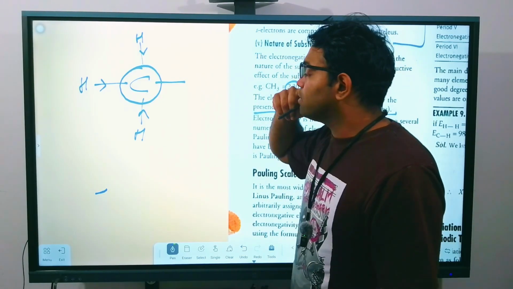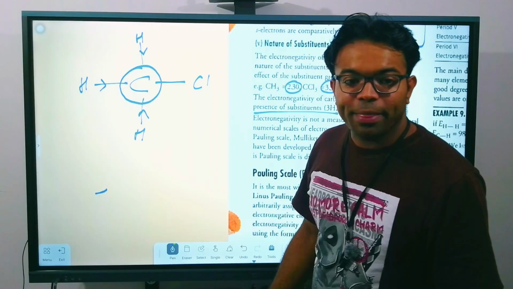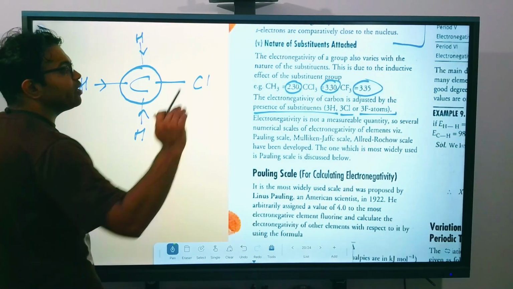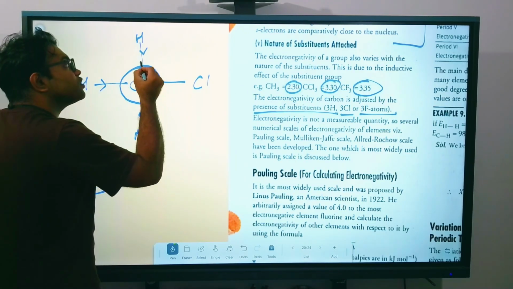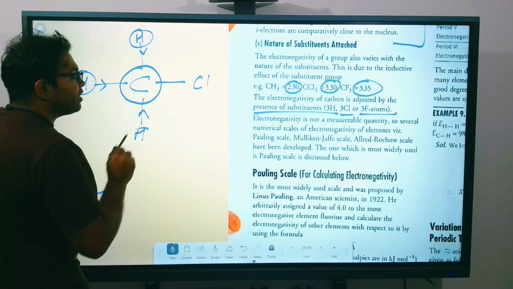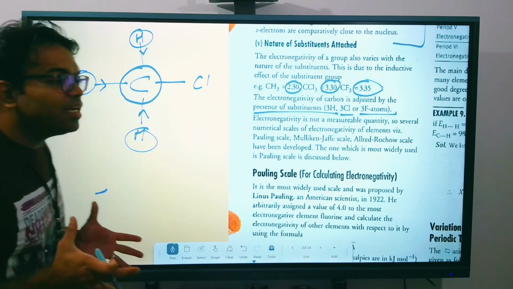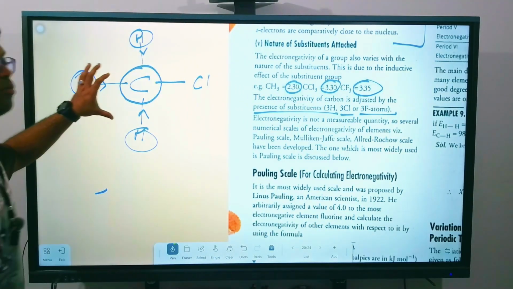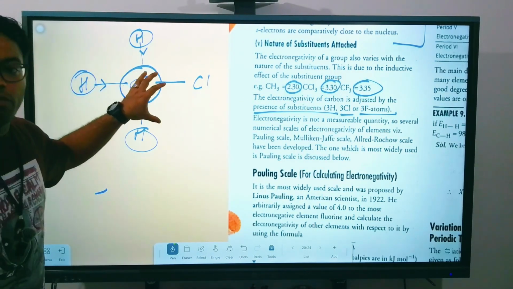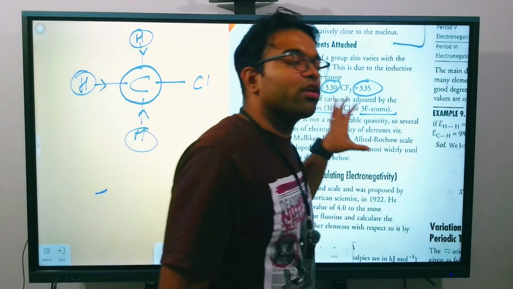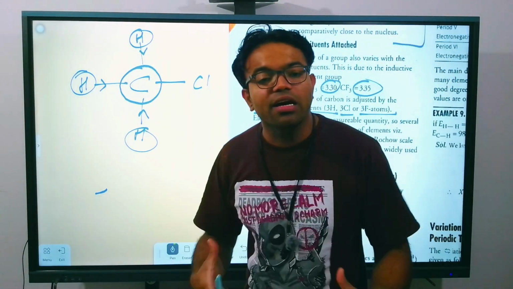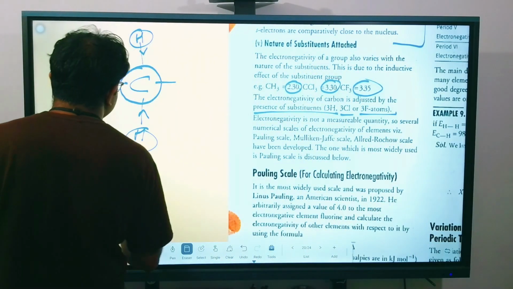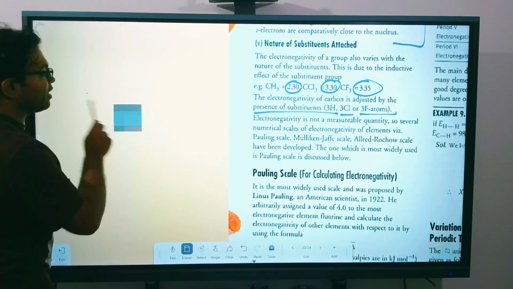For example, let us take CH3Cl. So in CH3Cl, the shared pair of electrons will be closer to the chlorine atom because of these 3 hydrogen atoms. These 3 hydrogen atoms are constantly giving off their electrons to this carbon, thus increasing the strength of the electron cloud, thus reducing the hunger of carbon. That's why the carbon has a lesser electronegativity. But now look at the other one.